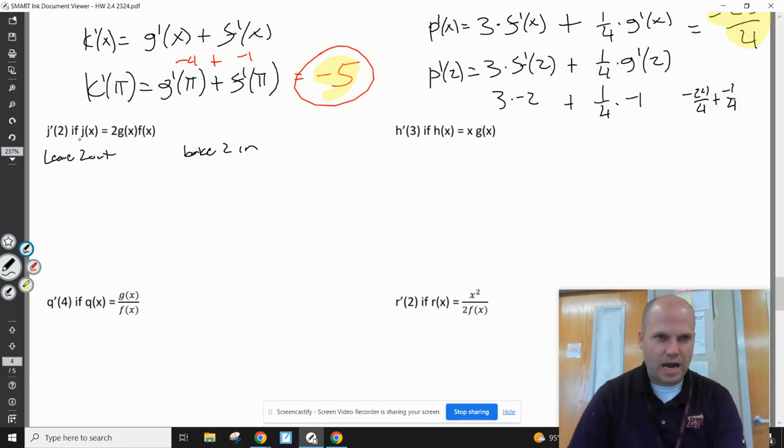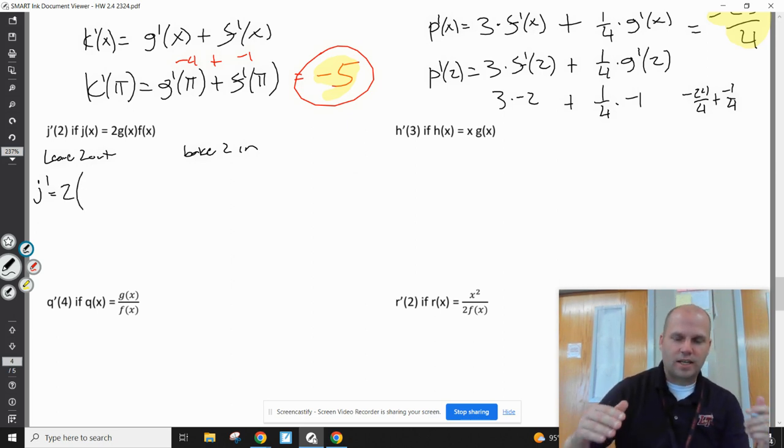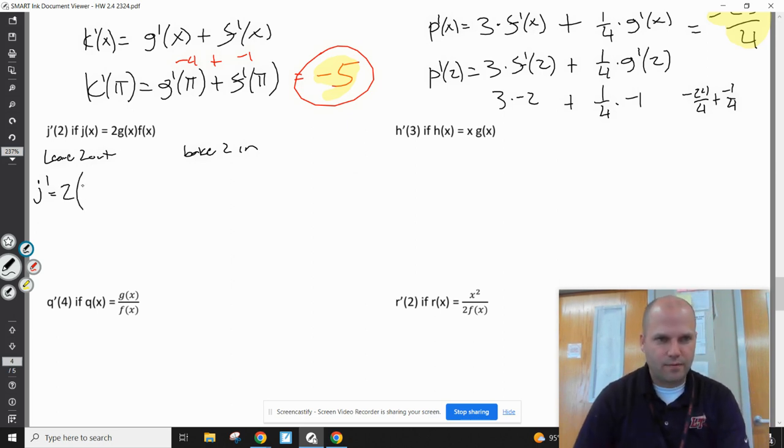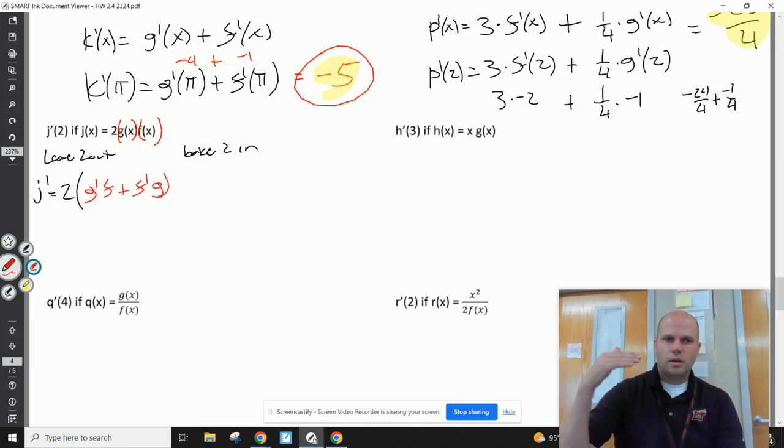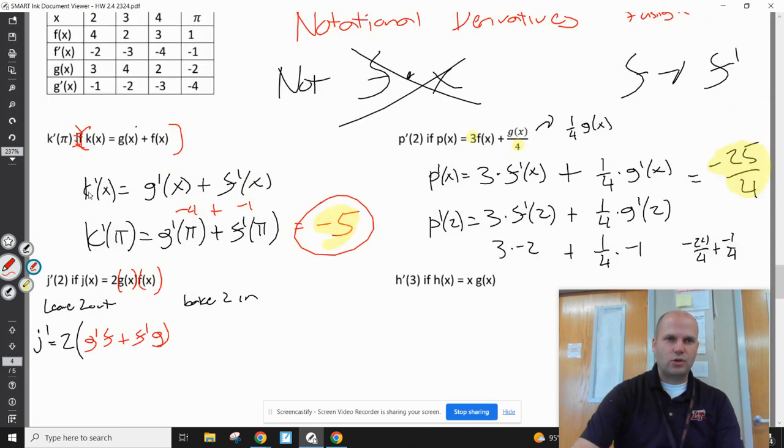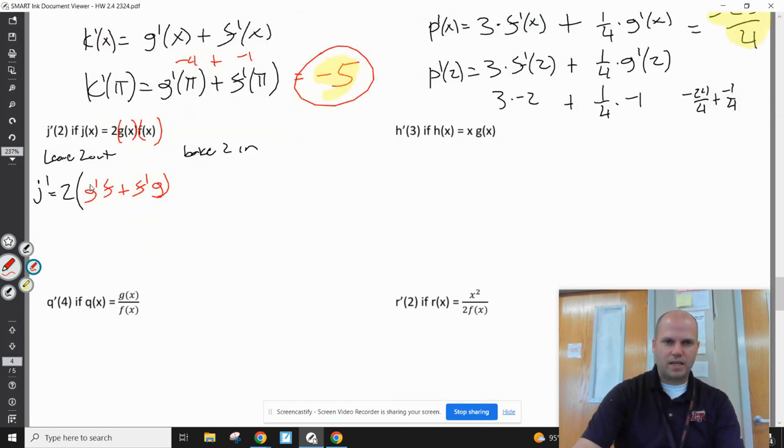If I left the 2 out, I could just say, well, J's derivative, and this is where I'm going to get rid of the of X just to make it easier to see. J's slopes will equal, I'm going to leave the 2 out, and then I'm going to look at the slopes of G times F. That will be the slopes of G times F plus the slopes of F times G. Now, if I want to find J prime of 2, I get all my information from my table.